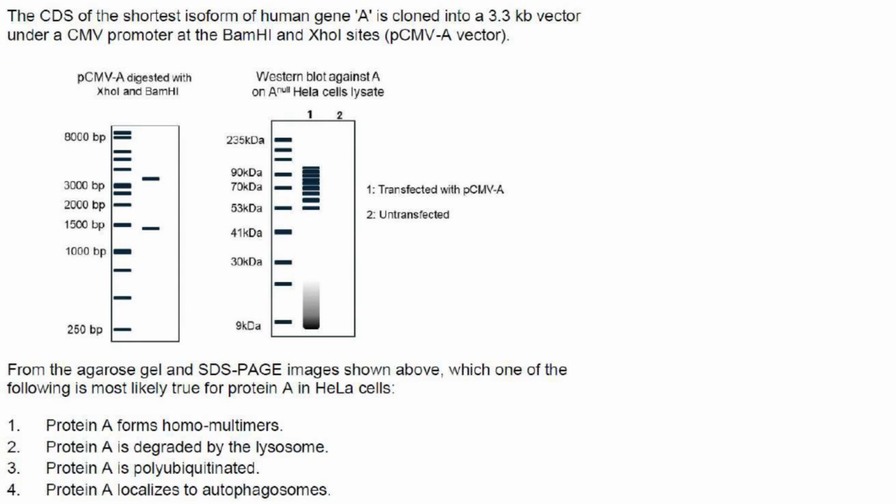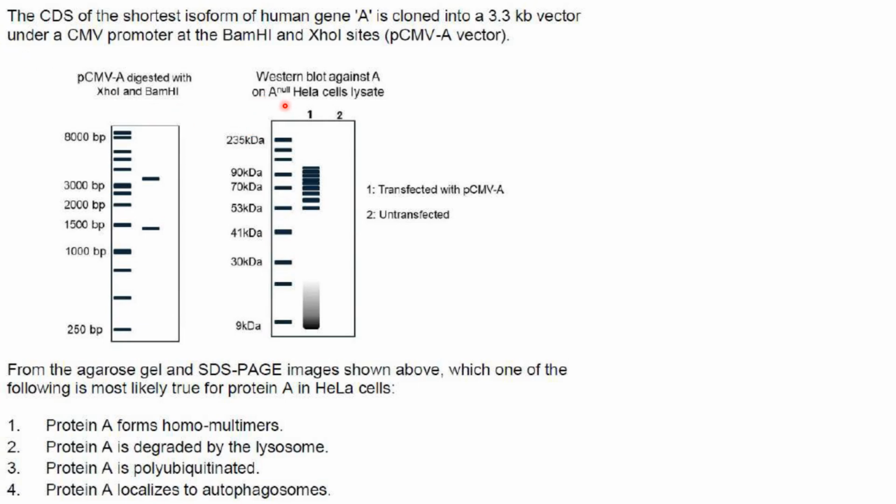Now first question. The CDS is the coding sequence. CDS of the shortest isoform of human gene A is cloned into a 3.3 kb vector under the CMV promoter at the BamHI and XhoI sites. So these are the bands that you obtained. This is the pCMVA digested with XhoI and BamHI.